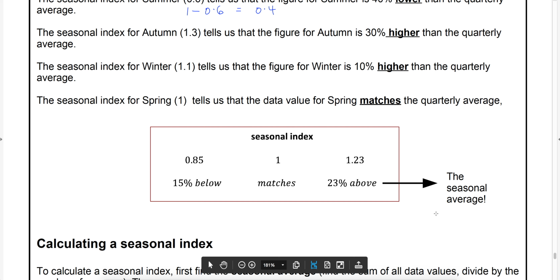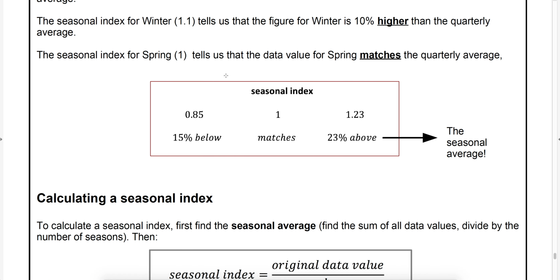So just in summary, for a seasonal index, if you have an index that is below 1, you want to look at how much below 1 that index is. So for this one, 1 minus 0.85 is 0.15, which as a percentage is 15%. So it's 15% below the seasonal average. A seasonal index of 1 matches, and of course, when they're above, they're a little bit easier. 1.23 is clearly 23% above.